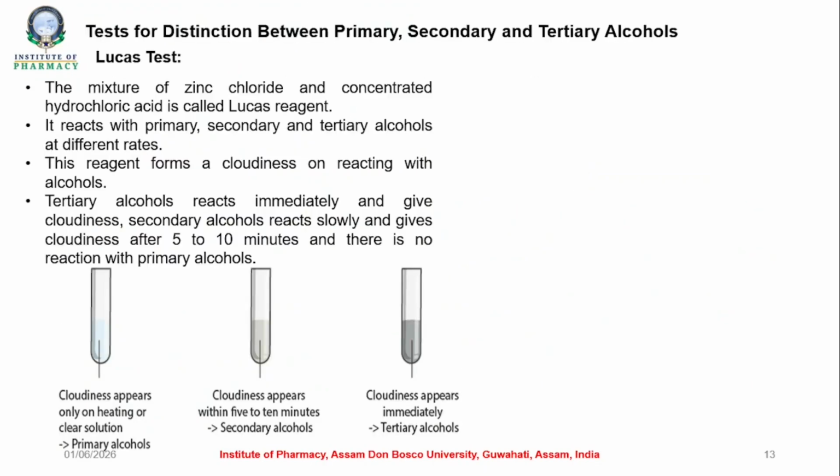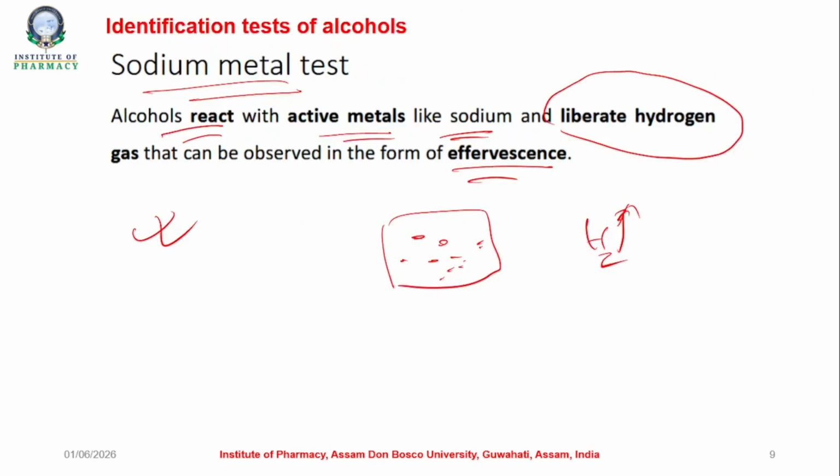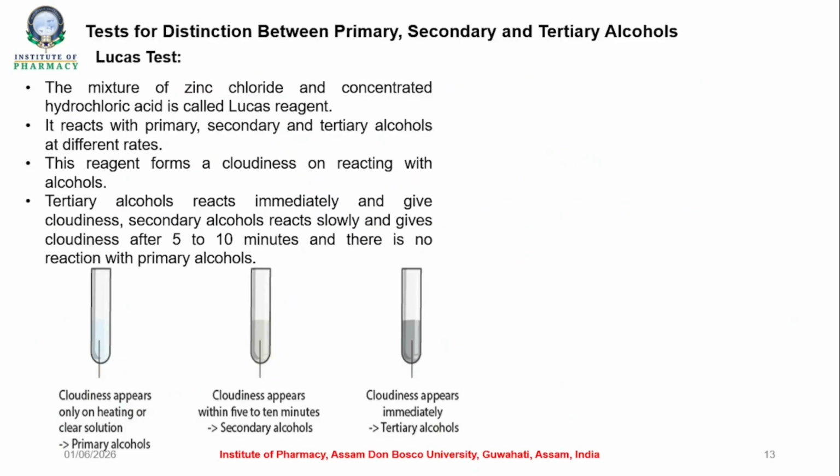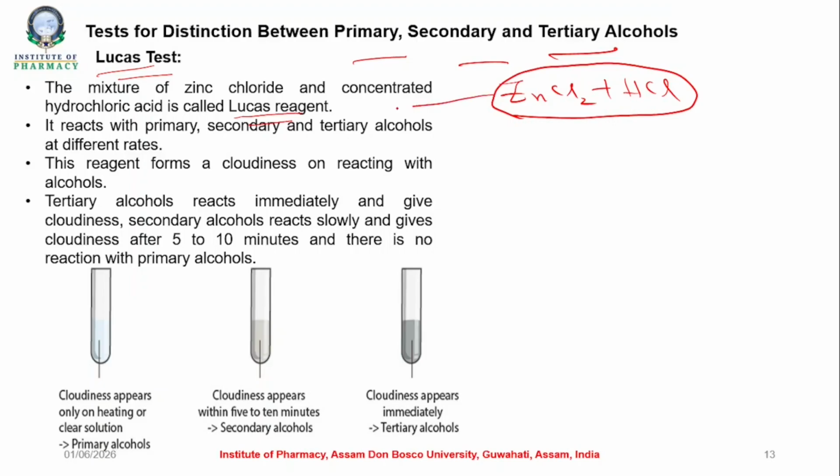So whatever tests we have studied here are the identification tests of alcohols. Now if we have to distinguish between primary, secondary and tertiary alcohols, then we need a separate test for that. So we will discuss two tests for distinguishing between primary, secondary and tertiary alcohols. The first is our Lucas test. For this we need Lucas reagent. Lucas reagent is simply a mixture of zinc chloride and HCl.